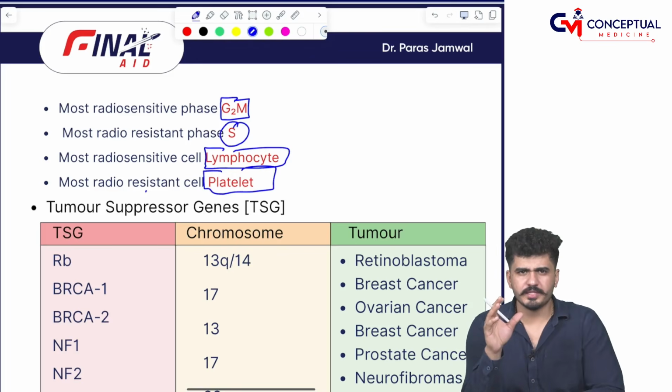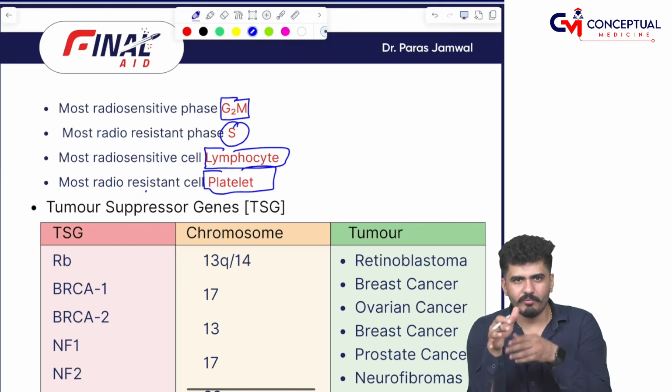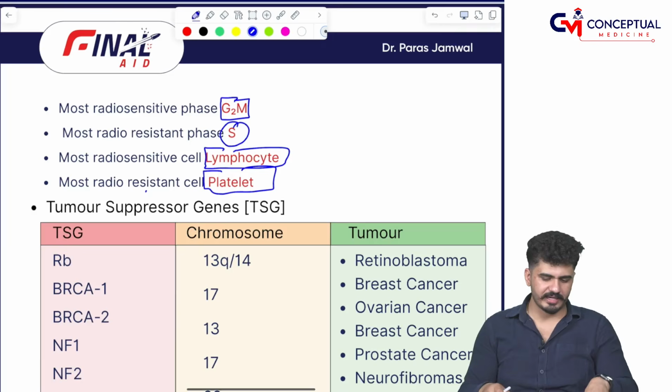I'll ask some questions. Most radiosensitive is G2M. Most resistant is S phase. The radiosensitive cell is lymphocyte. The resistant cell is platelet. The four answers are done.